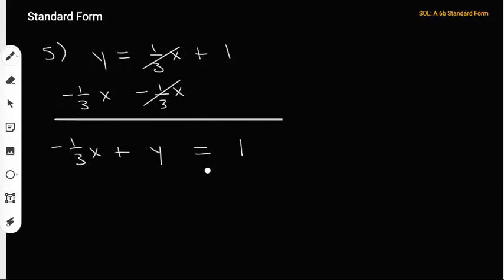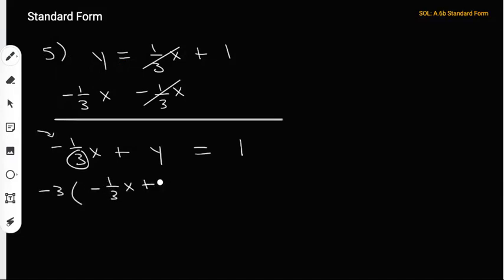And now I want to get whole numbers in front of the variables. So what I need to do is multiply by the denominator, this 3 right here. But not only am I going to multiply by 3, I'm going to multiply by a negative 3, so that the negative out in front can be canceled out. So I'm going to multiply both sides by -3.